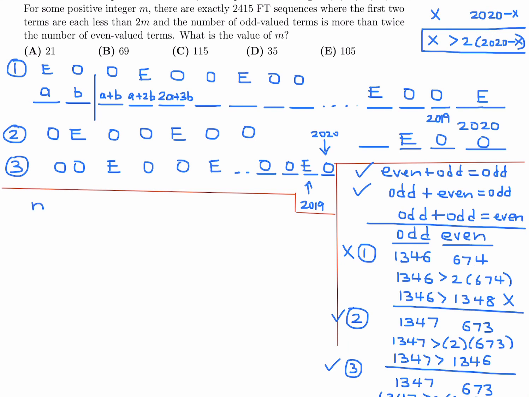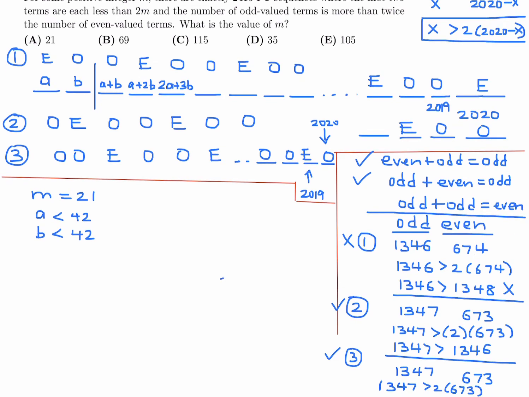Let's say m was equal to 21. So that means that each of those first 2 terms, A and B, which is what I called them, each is less than 2m. So A is less than 2m, which is 42, and B is less than 2m, which is 42. Okay, now let's talk about scenario 2 and then scenario 3.